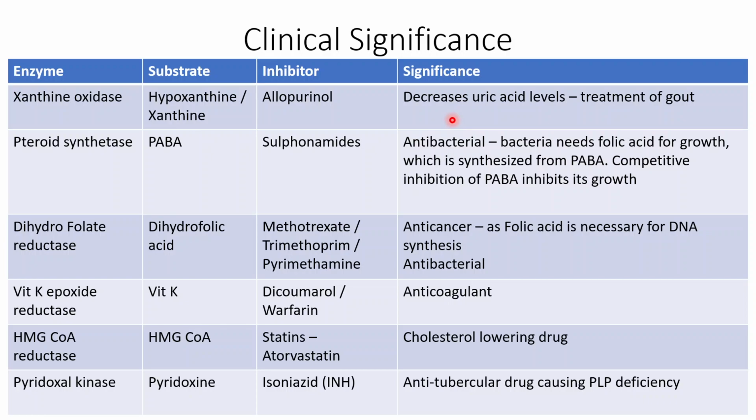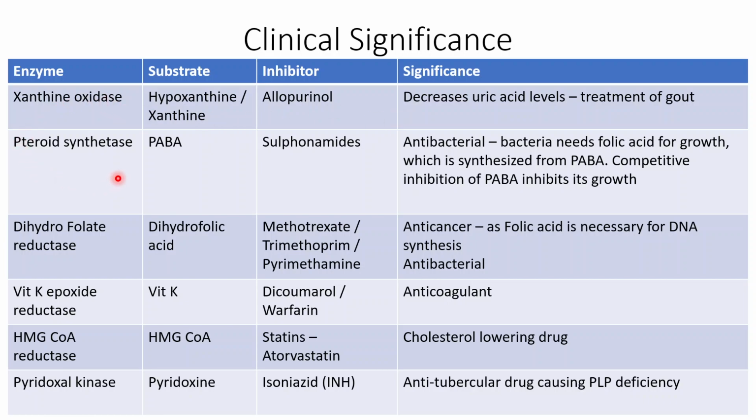So in gout patients, who have high uric acid levels, the uric acid gets deposited in their joints and results in painful and swollen joints, most commonly the joint of the great toe.